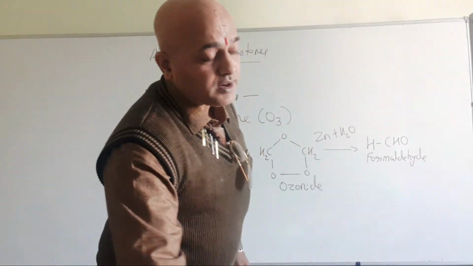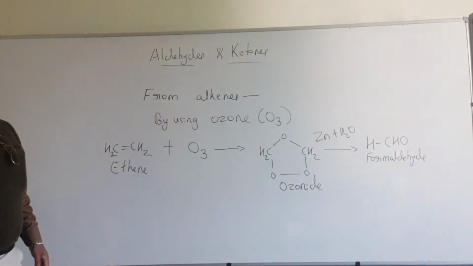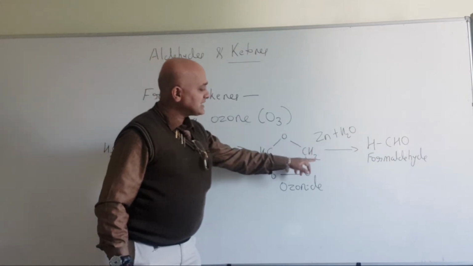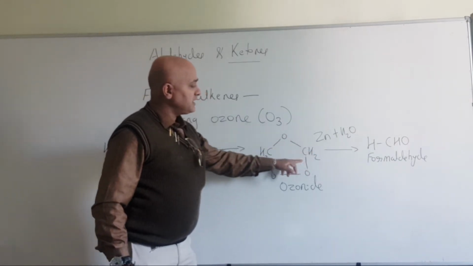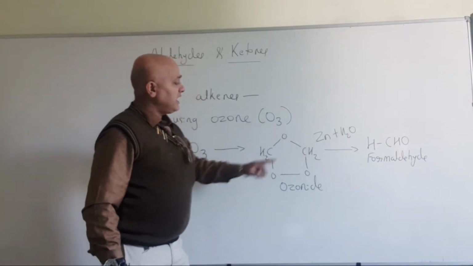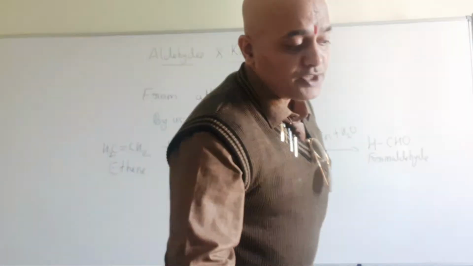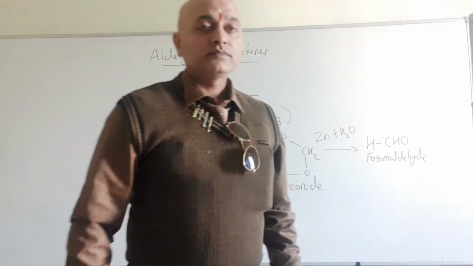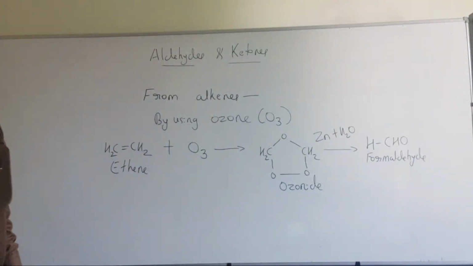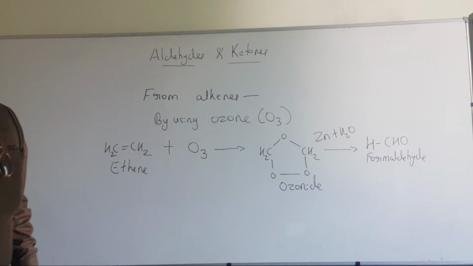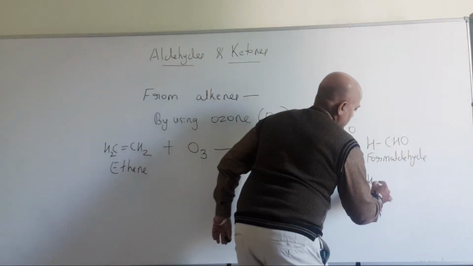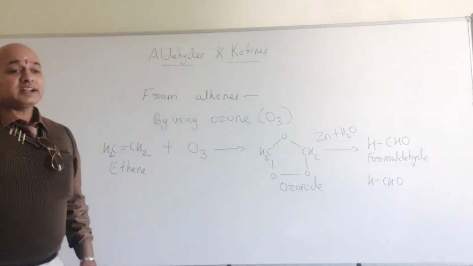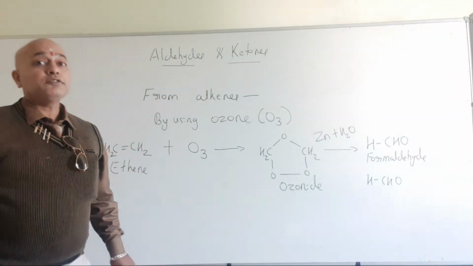What can be the other product? One is formaldehyde, because this bond, these two bonds have been cleaved. HCHO, that's the formation of formaldehyde. What is the next product that can be formed? Any one of you? Yes, it will be formaldehyde only, because we have taken ethene.